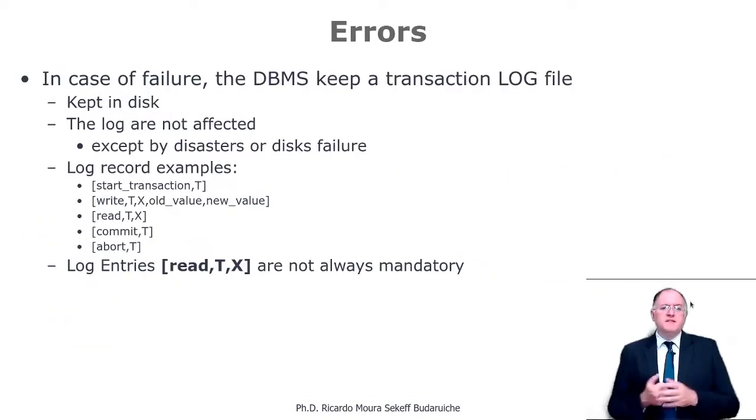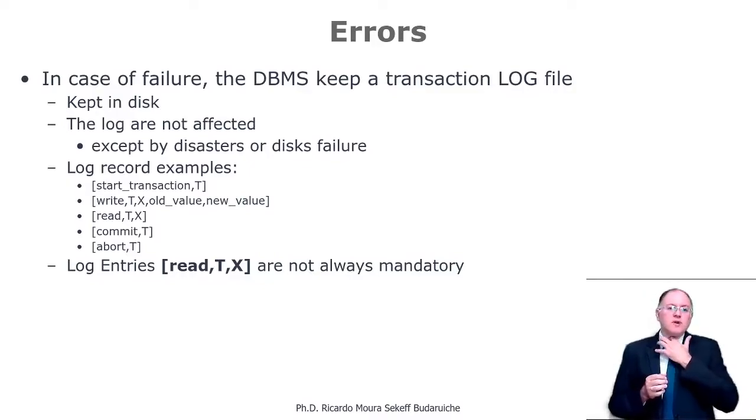If the database fails, the DBMS accesses the log file kept in the disk. No errors can affect the log file, except disasters or disk failure. The log file contains records of operations executed, necessarily the write operations. That's because the write operation must be undone in case of failure. For the read operations, there is no need to undo a read operation.